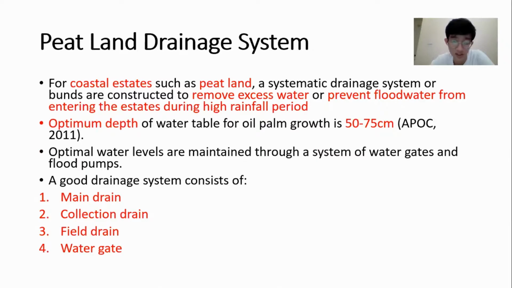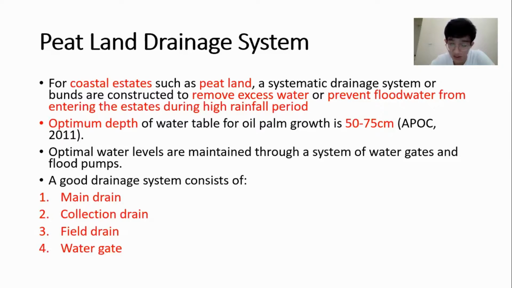For coastal estates such as peatland, a systematic drainage system or bunds are constructed to remove excess water or prevent floodwater from entering estates during high rainfall period, especially in Malaysia during the monsoon season, which is in between months of November and January. Optimum depth of water table for oil palm growth is 50 to 75 centimeters, proposed by American Palm Oil Council, which is also known as APOC. Optimal water levels are maintained through a system of water gates and flood pumps.